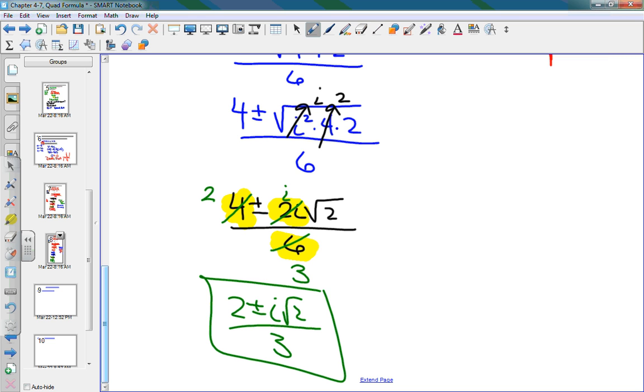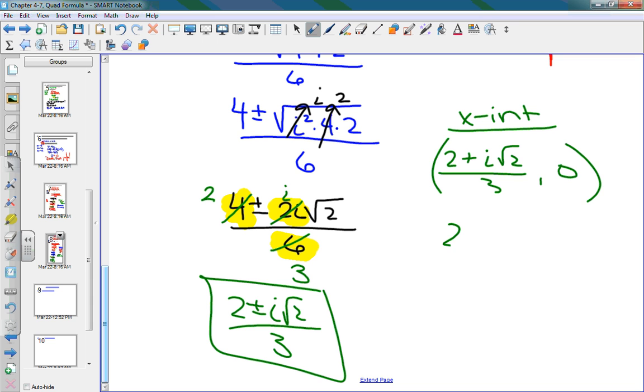So my x-intercepts are going to be 2 plus i square root of 2 over 3 comma 0, and 2 minus i square root of 2 over 3 comma 0. There's your x-intercepts. That's all the notes for today.